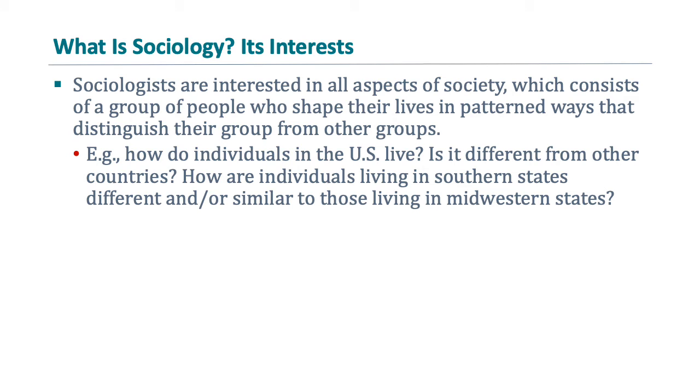Sociologists are interested in all aspects of society, which consists of a group of people who shape their lives in patterned ways and distinguish their groups from other groups. So, the United States is a society. How are individuals in the U.S. different from other individuals in other countries? How are individuals living in the southern states different from or similar to those living in Midwestern states? These are things that sociologists are interested in and study.